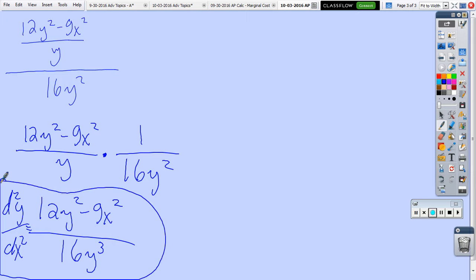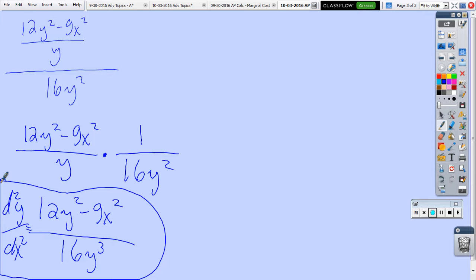Wait, if you're multiplying by the reciprocal, wouldn't it be 16y squared? Oh yeah, the 16y should be on top. No, the top fraction is over 16y squared over 1, and then you switch it to 1 over 16y squared. The over 1 is implied. It's 16y squared over 1 on the bottom.